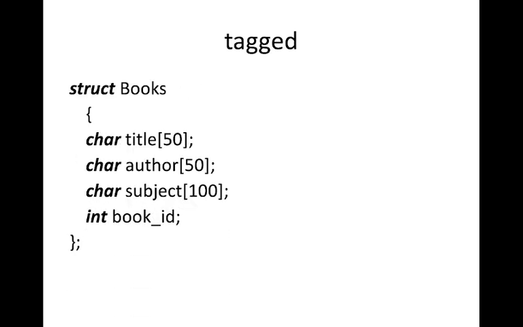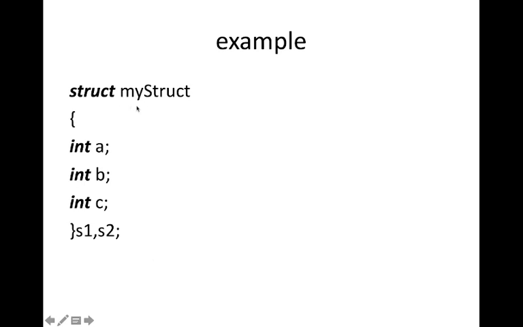This is another example, struct books, and we have all the variables, and we are not declaring structure variables. We have to use a semicolon after the braces. That is important. We have to use a semicolon here to show that there are no variables. Now you can declare a variable book1. So book 1 is of type books. This is another example: struct my struct, int abc, and you have s1 comma s2. So s1 and s2 are of my struct type.